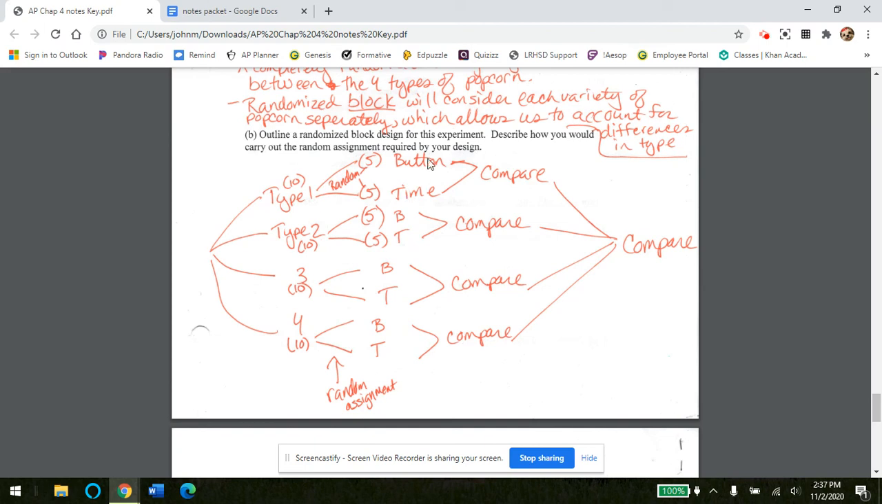Then you're going to compare this type. You're going to compare here, then you're going to compare here, then you're going to compare here. Then you're going to compare all of those. So you have 2 layers of comparison. You have these that are being compared, but then you have all 4 of these that are being compared. Okay.